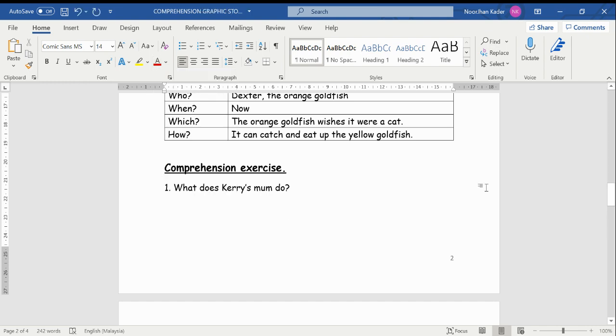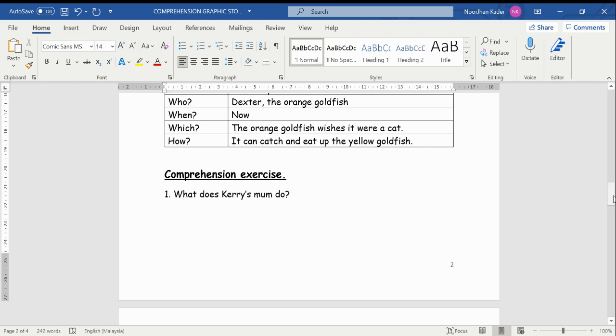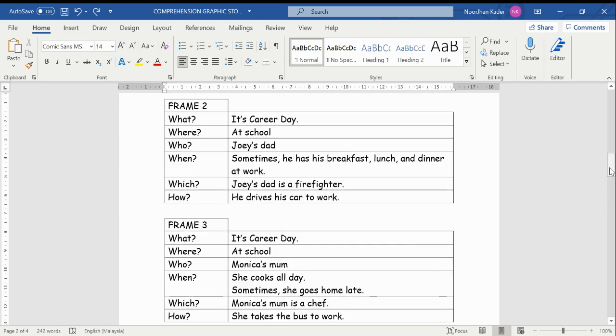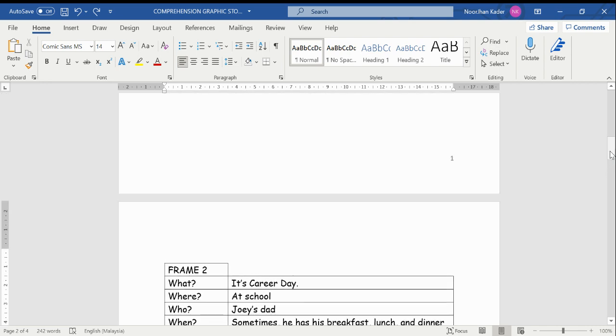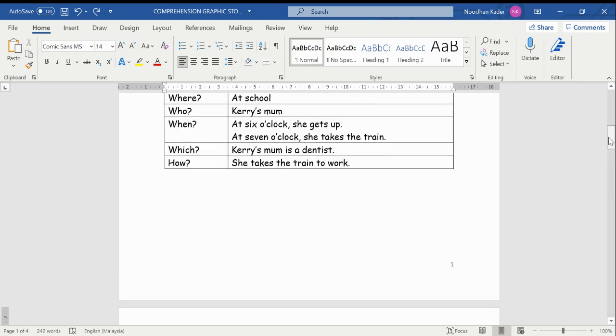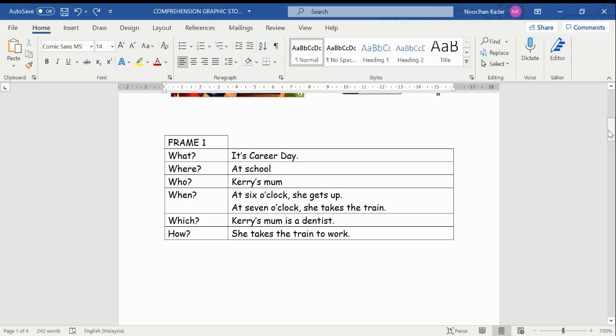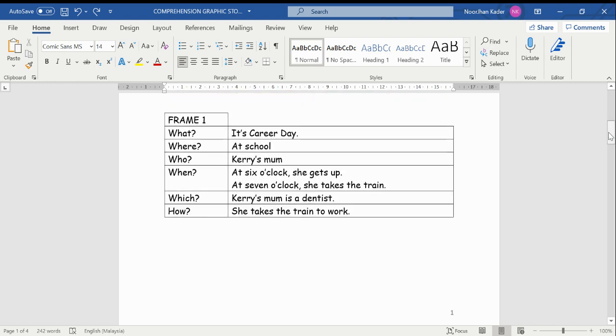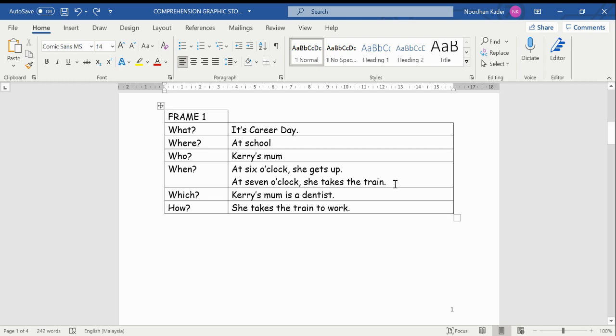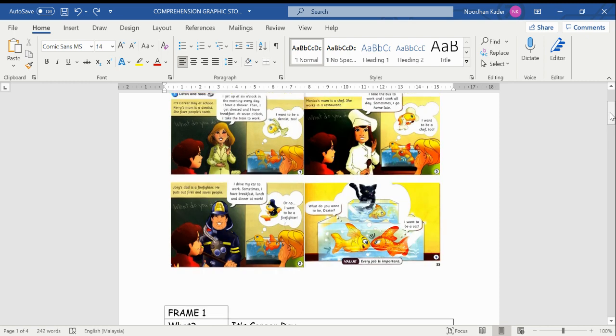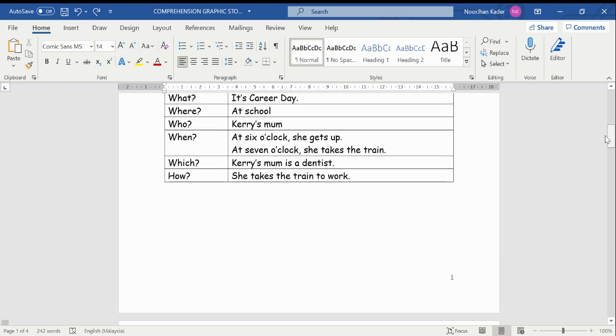Okay. What does Carrie's mom do? We can see the picture, but since we have got all the details in the table, we can check in the table first, and then if we need more details, we can go to the pictures. You can check the details in the picture.